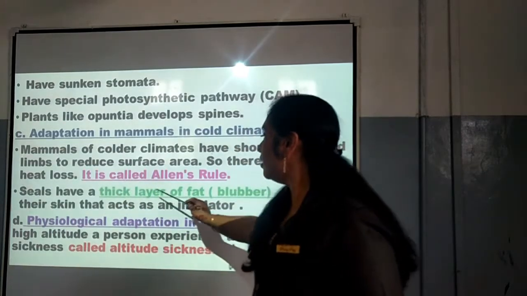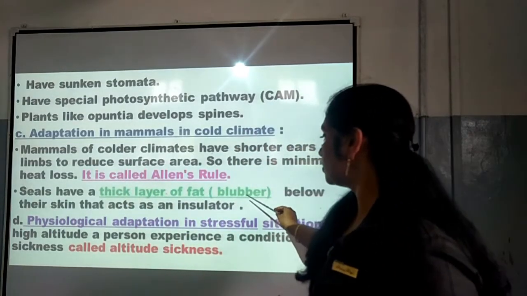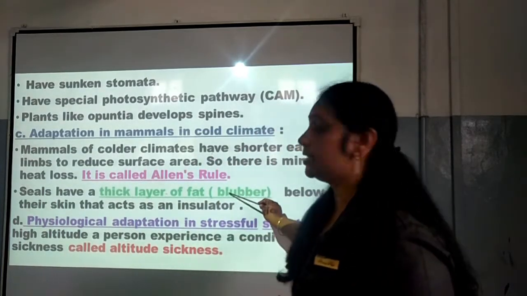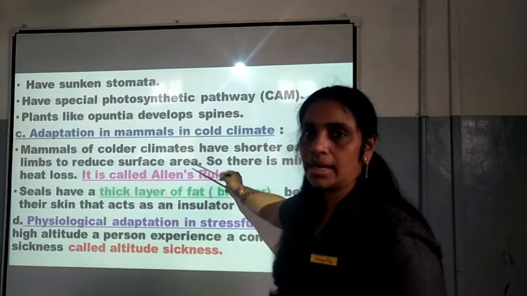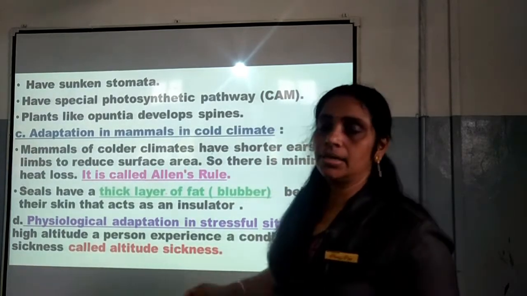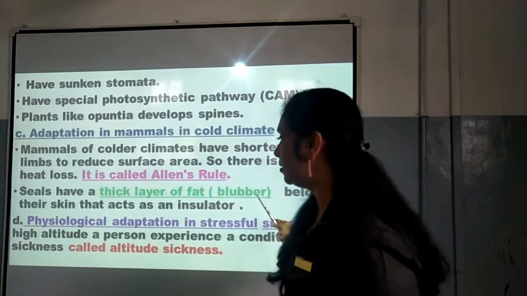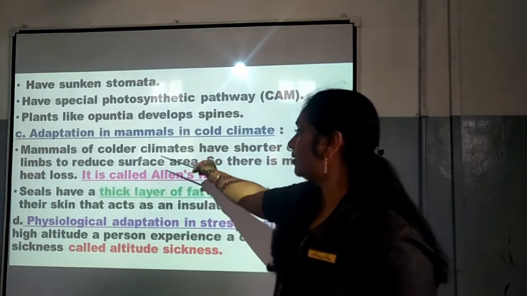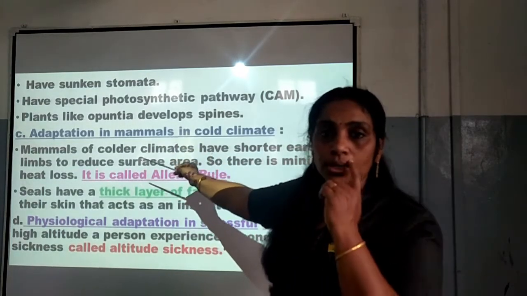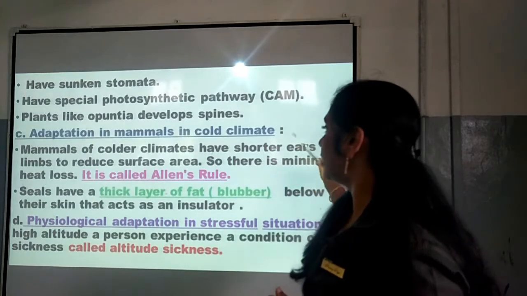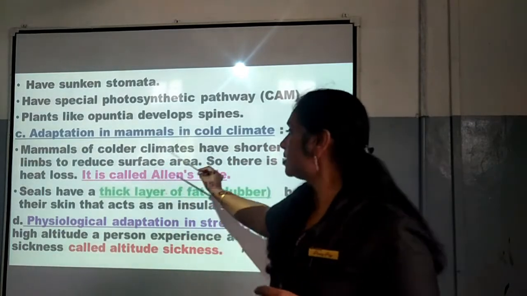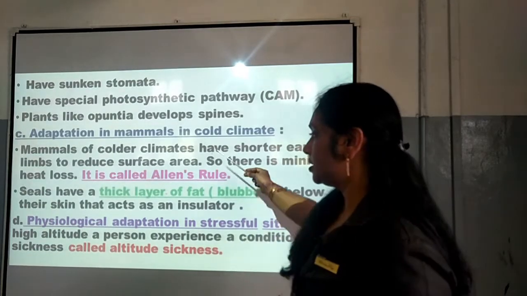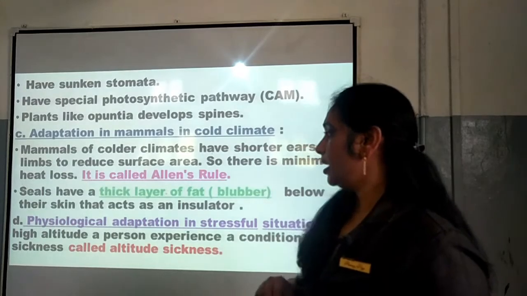Seals have a thick layer of fat called blubber below their skin that acts as an insulator. This is important, my dear children. Allen's rule, blubber. What is blubber? It is used to be asked in the question paper. You have to write there: blubber is a thick layer of fat. And what is Allen's rule? You have to write there: most of the mammals in colder climatic conditions have shorter ears and limbs to reduce the surface area so that the heat loss is reduced. These two things are very, very important.